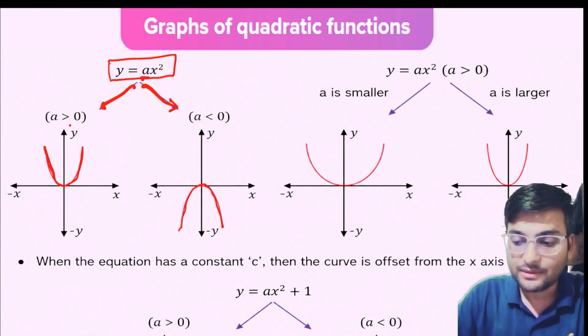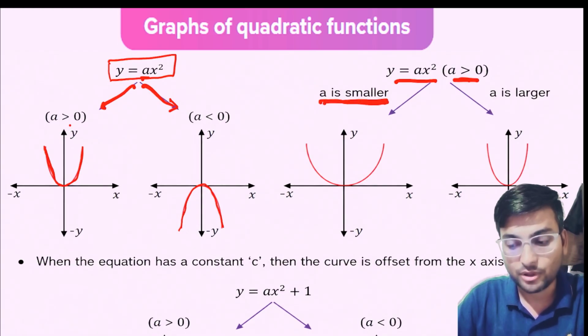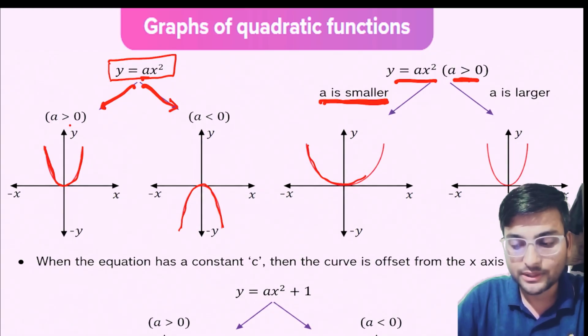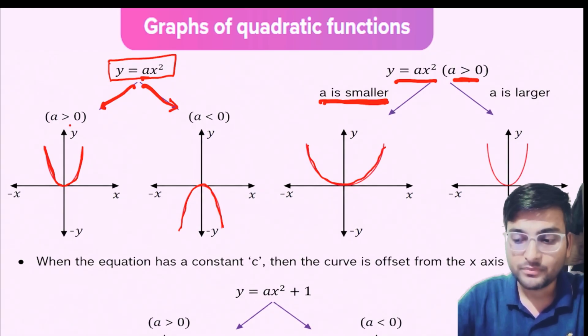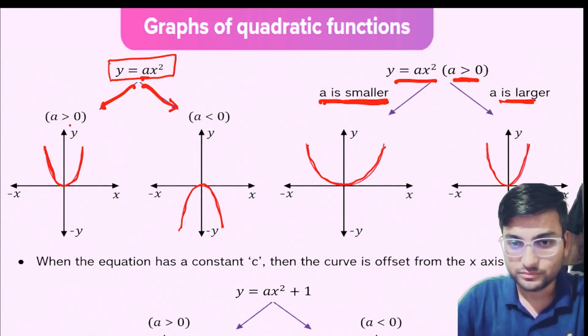Second point: if a is smaller, meaning the value of a is smaller, then the curve is broader than the previous one. Okay, and if a is a larger value, then the curve will be narrower.